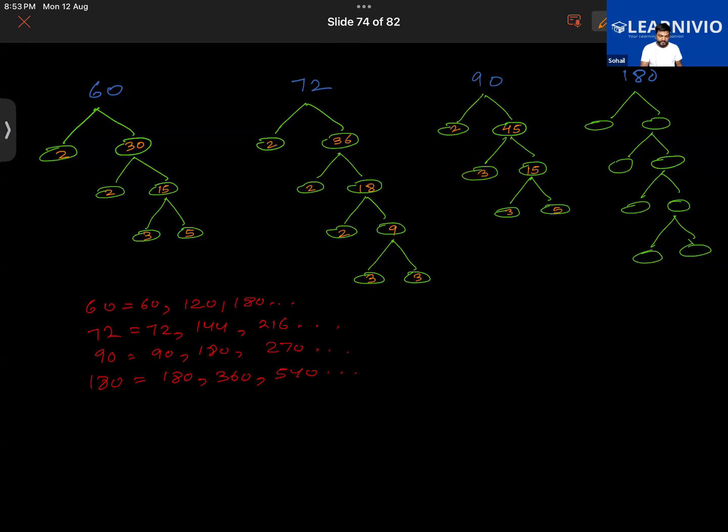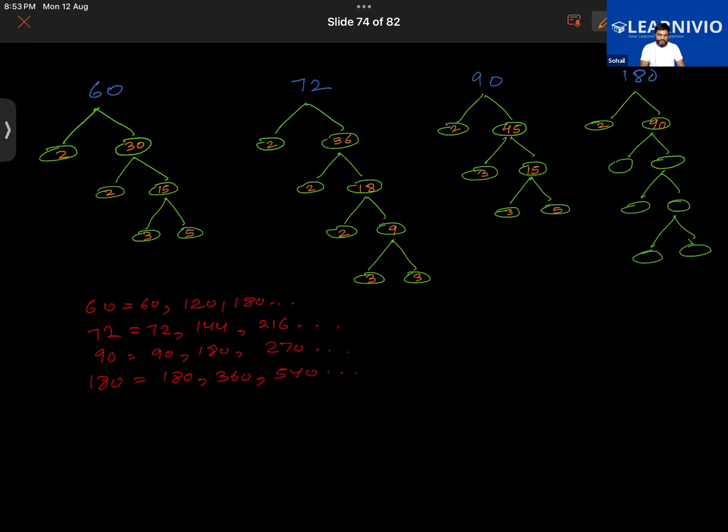Then for 180, it is not like that. You have to start with 2. Sumaya, can you do the prime factorization of 180? 2 sixties are 120, no, 2 nineties, so 2 multiplied by 90 equals 180. Good. Next.